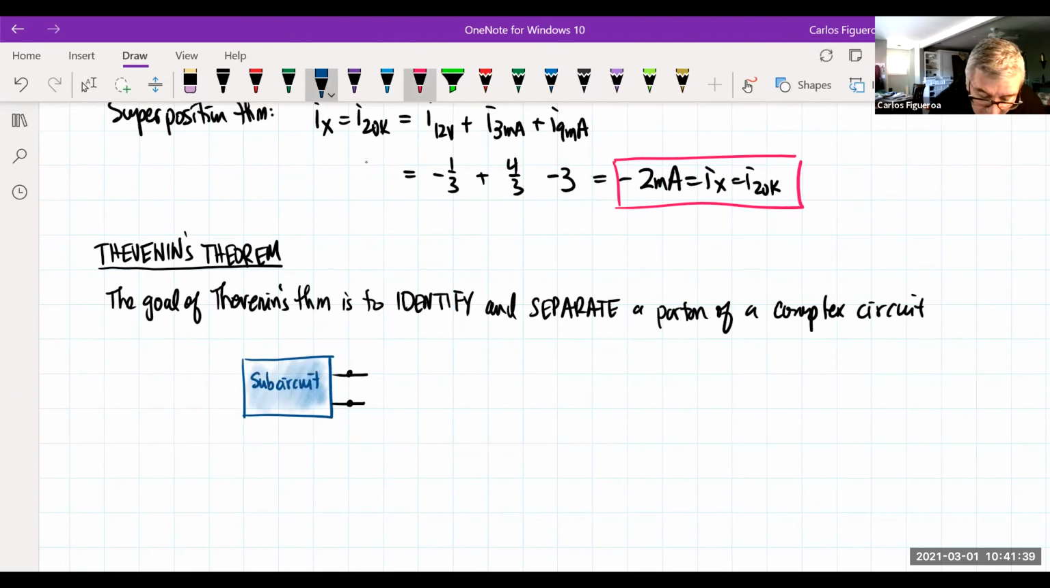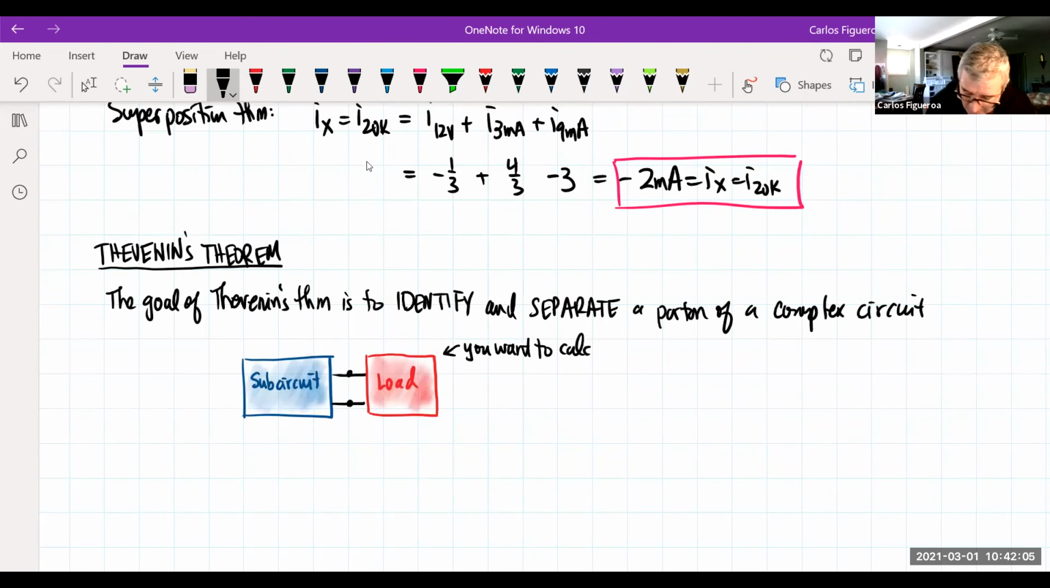And what you're seeing here is that in this circuit, you really want to find out about the load. I call it the load. What you're interested in is that you want to calculate something about the load circuit. But the problem is the subcircuit is there and it's really complicated.